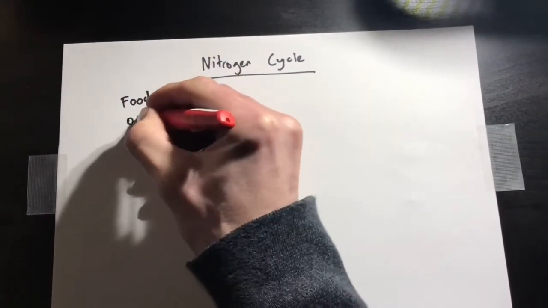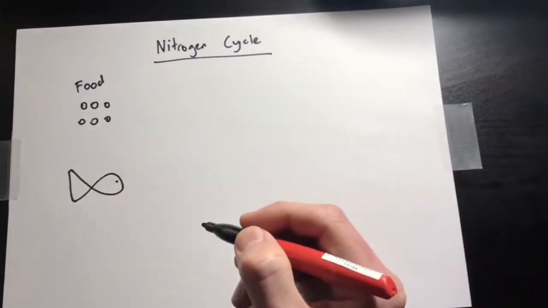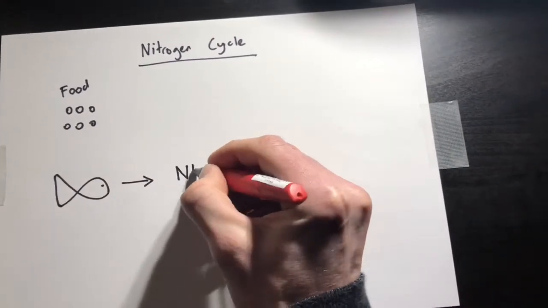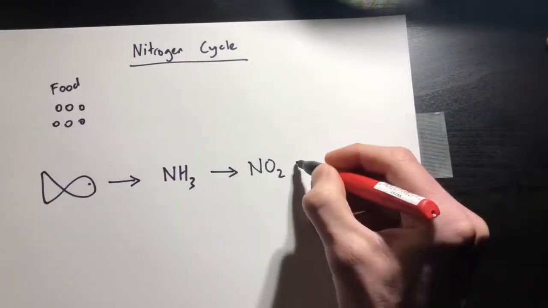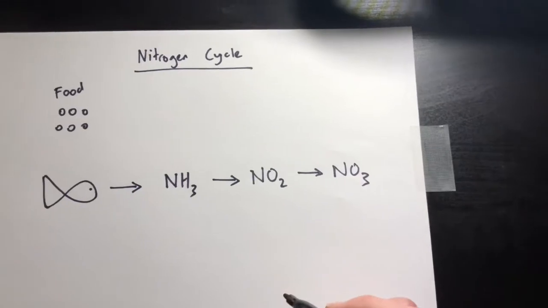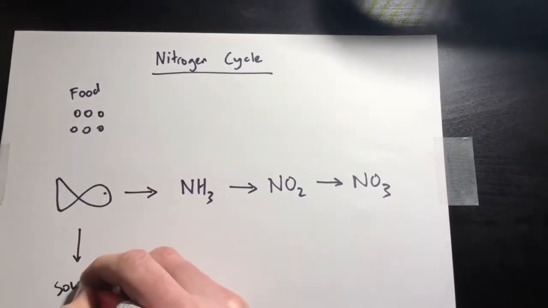We put food into the pond, which the fish eat, and they convert it into ammonia. This then gets converted by the nitrosomonas bacteria into nitrite, which gets converted into nitrate. And this is what people usually think of as the nitrogen cycle. But there's a bit more to it than this.